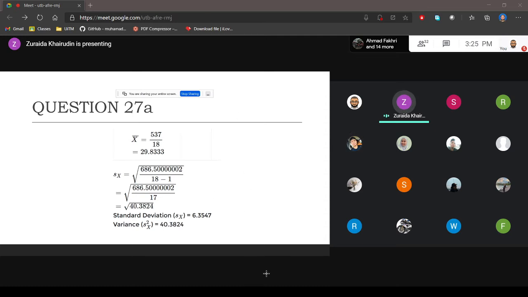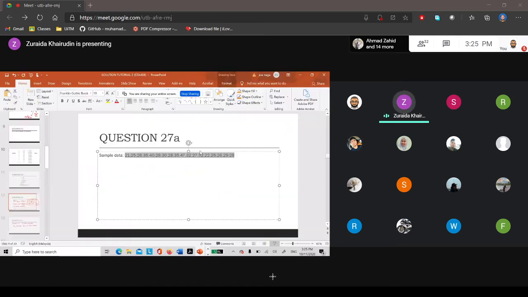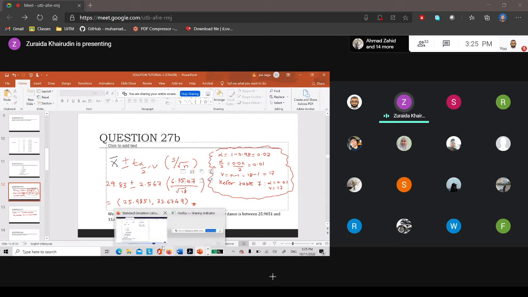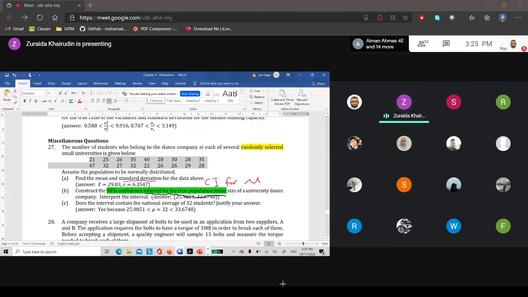Alright, and then question 27B. I know I've given you the answer here, but that is not the main purpose. The main purpose is you must know which formula to choose. Like question 27B: construct 98% confidence interval for the true population mean. So this is actually CI for mu, only one population. You only have one population, about the dance company, the size of the students.